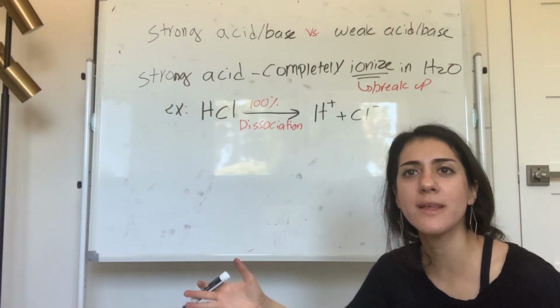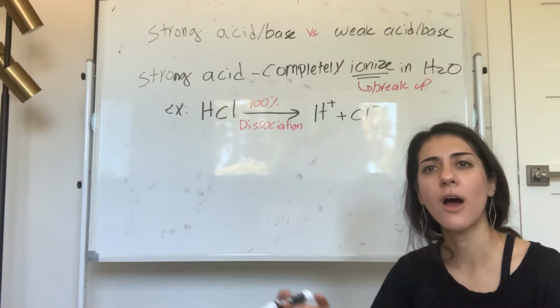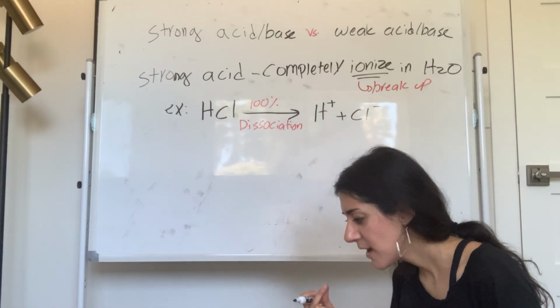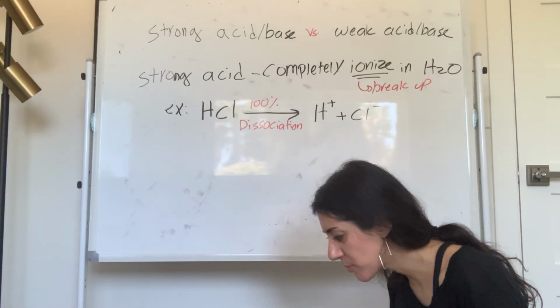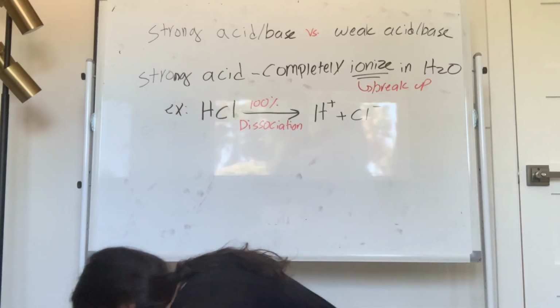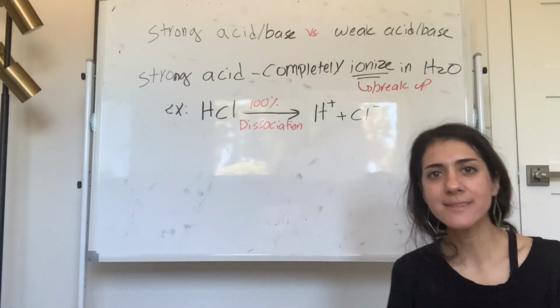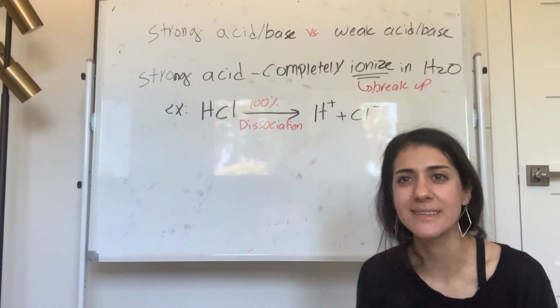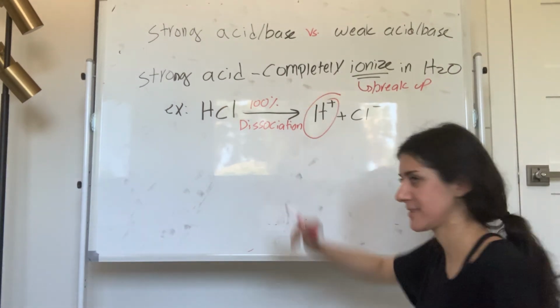It would completely break up in water. It would ionize. So far, so good? So, HCl is a strong acid. It would completely break up. Now, what makes an acid to be an acid, what is responsible for that sour taste, is the H plus.